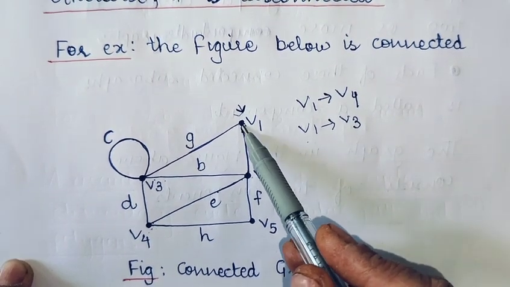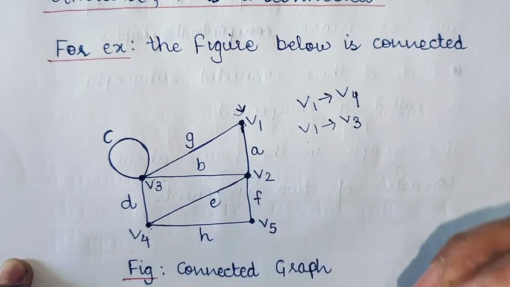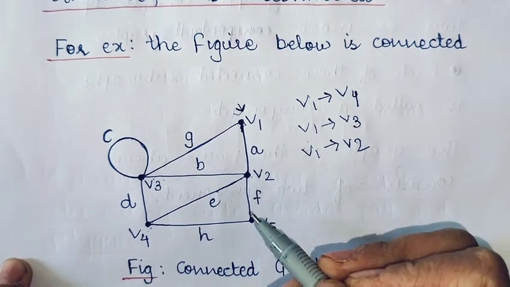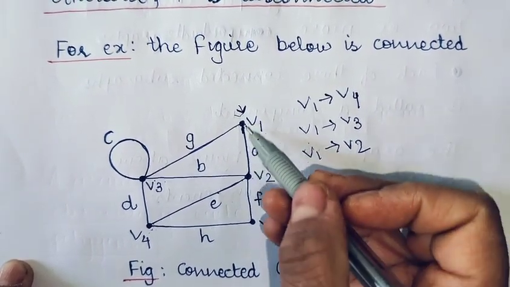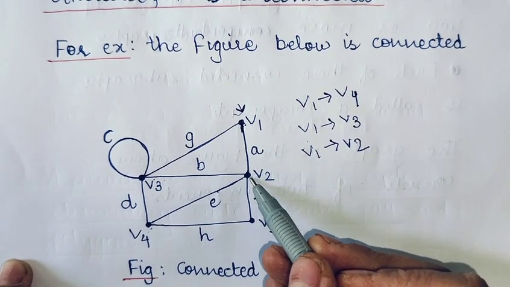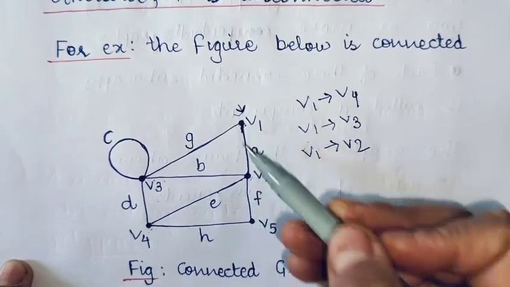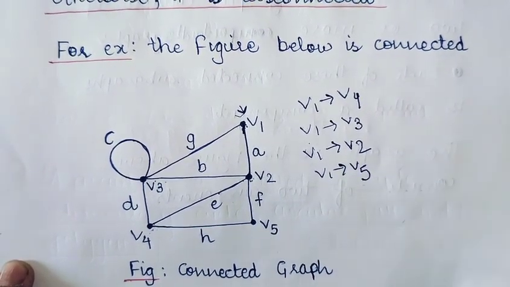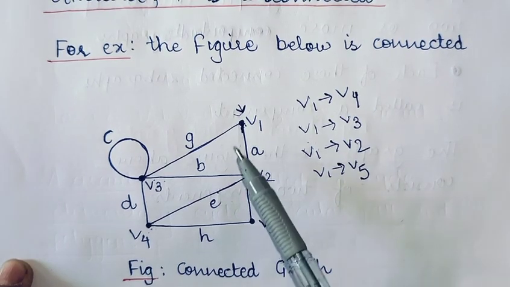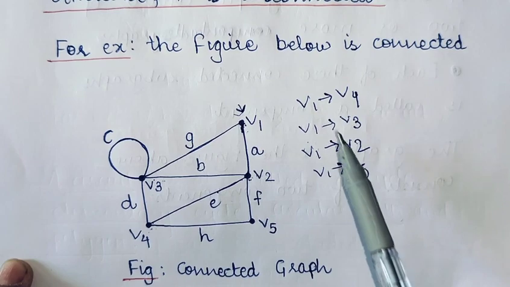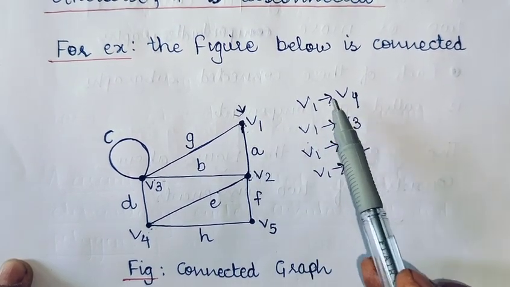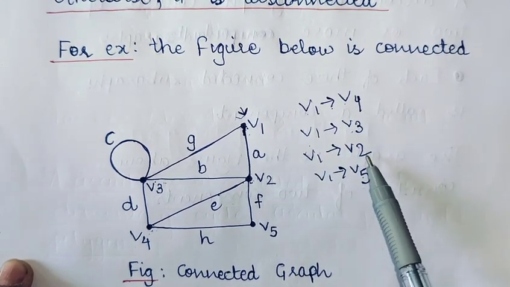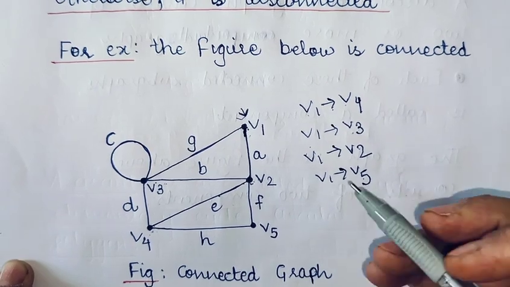Okay. Then if we want to reach from V1 to V2, I can see that there exists a direct path between V1 and V2. So there is a path between V1 and V2 also. Then if I want to reach from V1 to V5, I can see that there is a path via vertex V2 and via edges A and F. So from V1 to V2 and from V2 to V5. That means there exists a path between V1 and V5 also. So basically, there are five vertices, V1, V2, V3, V4, V5, and from V1 there is a path to all other vertices of the graph. That means V1 is connected to all the vertices V2, V3, V4 and V5 of this graph.